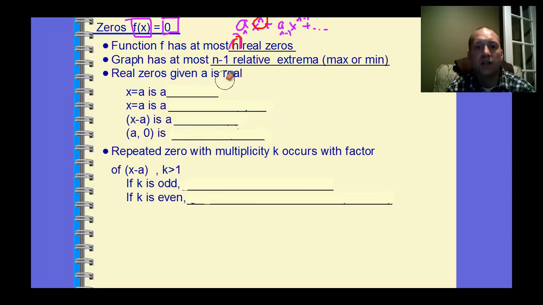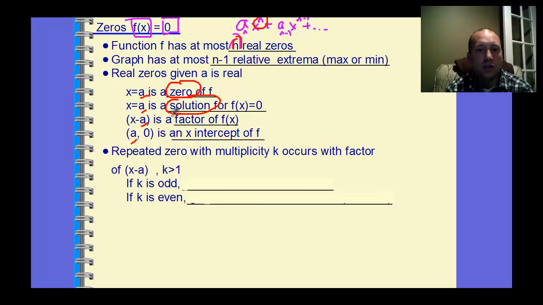The real zeros, given a is real: x equals a is a zero of f. x equals a is a solution for f of x equals 0. x minus a is a factor of f of x. And a is an x-intercept. So a is just the actual zero. If you found that zero, these are different ways to represent the zero or solution: factor, x-intercept. These words, zero, solution, factor, x-intercept, and there's one more word, root, those five words are all talking about the same point.